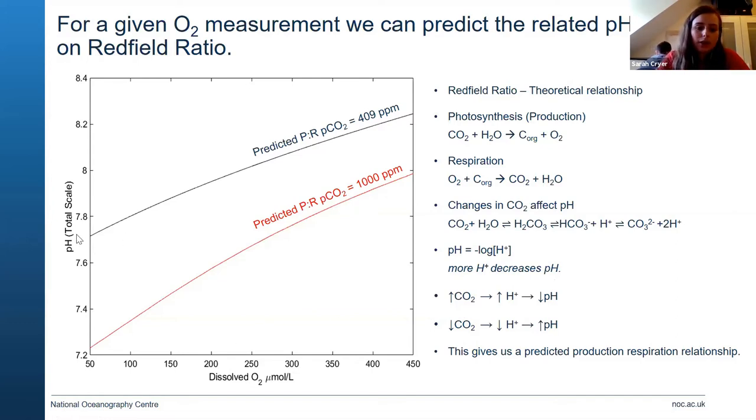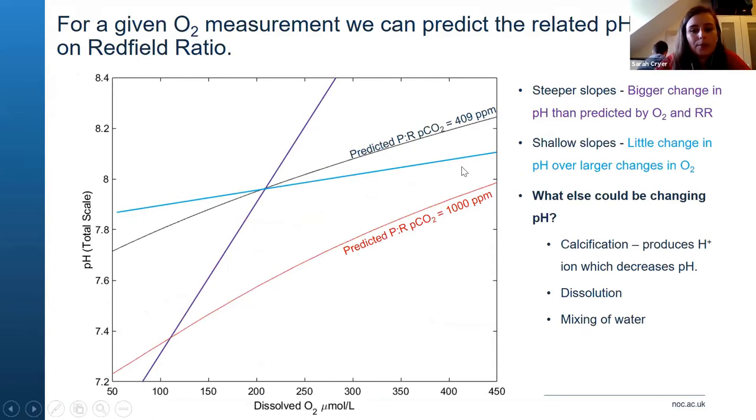So we can predict this relationship, and the black line here is the relationship for the current CO2 concentration in the ocean. As ocean acidification occurs, this relationship will also change. We can start to look at how the data that we've collected with the OA platforms relates to this relationship. So we can start to think about the slope of this line.